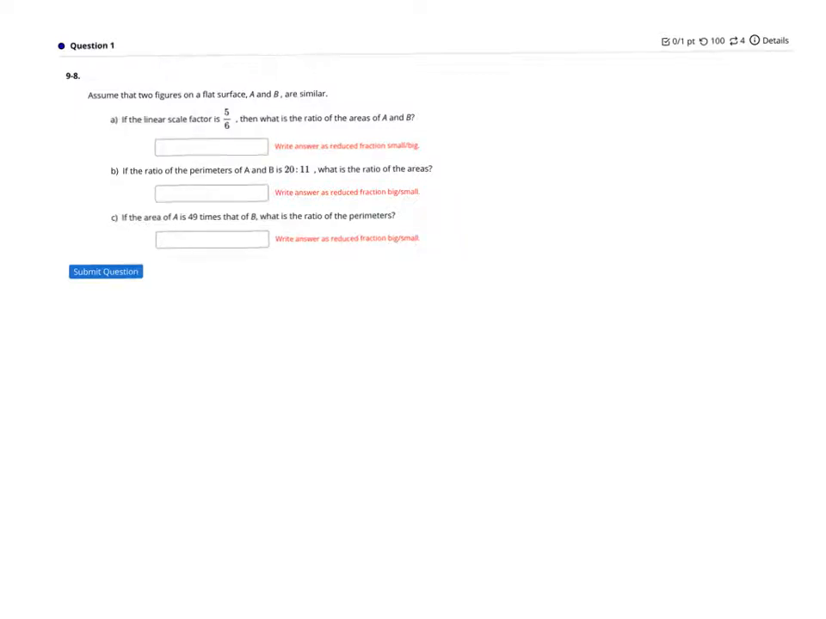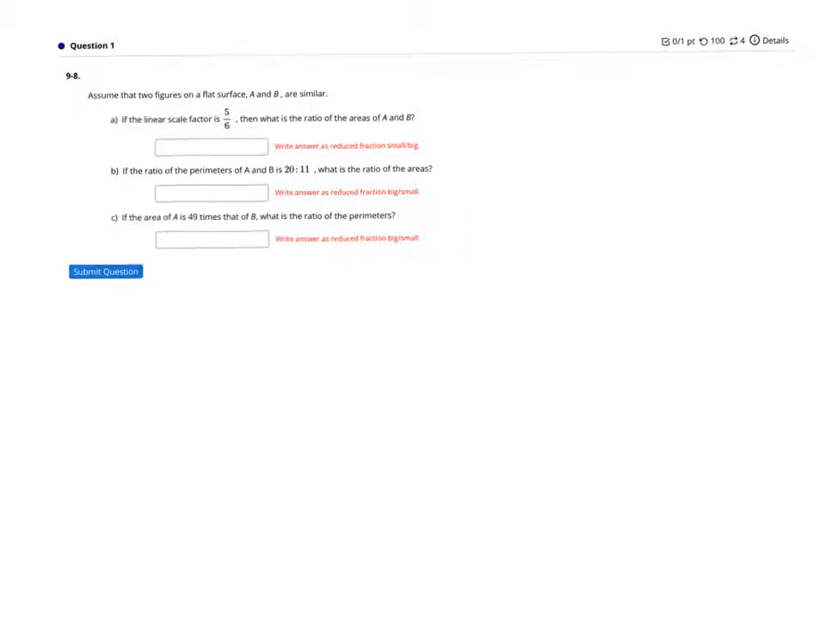So here we have question number 1, which is 9-8 on the assignment for 9.1.1. Assume that two figures on a flat surface, A and B, are similar. The linear scale factor is 5/6, then what is the ratio of the areas of A and B?